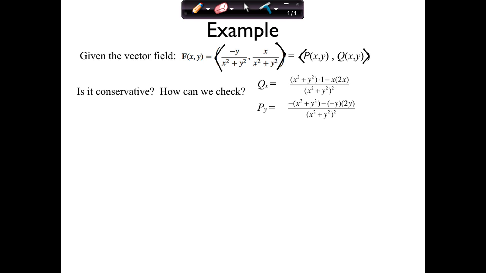And when you simplify those, you get y squared minus x squared over (x squared plus y squared) squared. And you get that for both. Conclusion? Conservative, right? So we got our second derivatives are equal, so we got a conservative vector field.